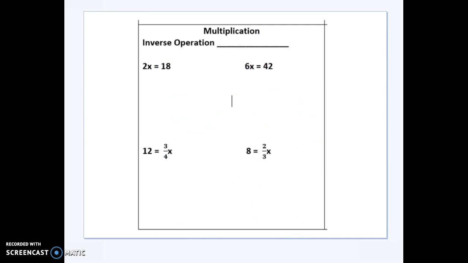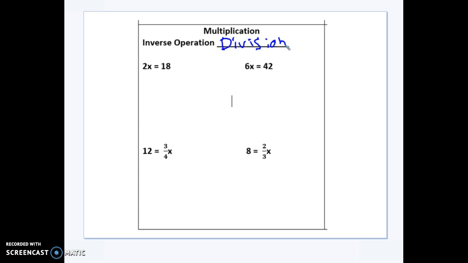All right, looking at multiplication, we know that the inverse operation of multiplication is division. So to undo any problem that shows multiplication, we have to divide. So the first thing that I want to do is read what the problem is. So this is 2x. What is the operation in between the 2 and the x? Because there's no addition sign, subtraction sign, or division sign, we have to assume that that's multiplication. So this tells us 2 times x.